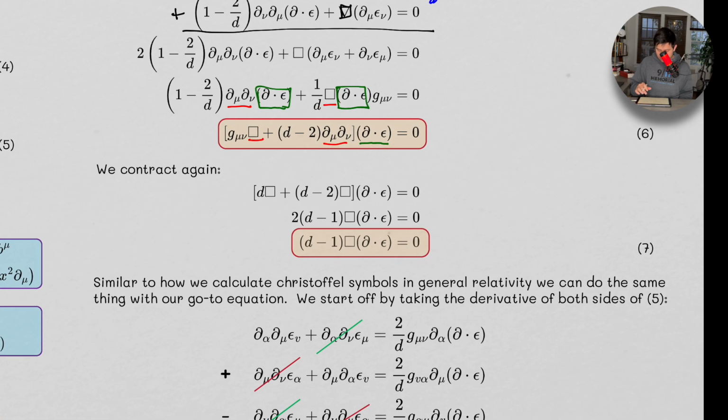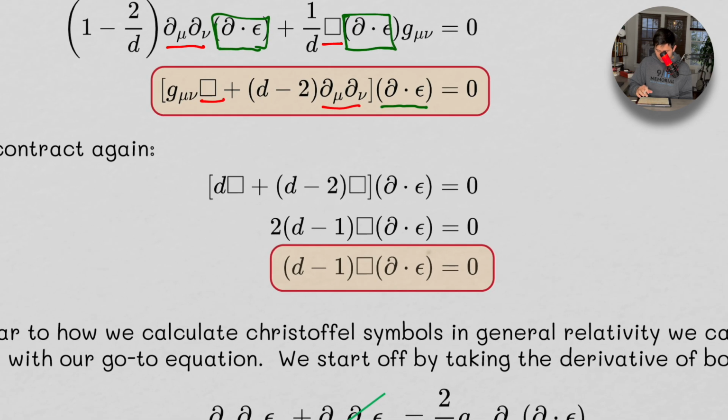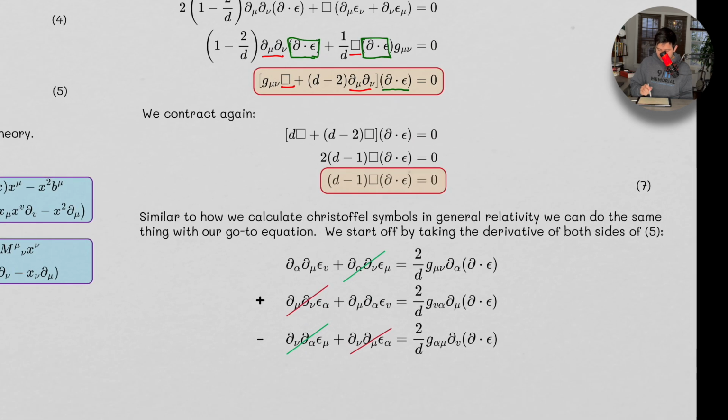We can contract again. So when we do this, we're contracting both sides with g mu nu. And so we get this guy here. So we have d plus d minus 2. And so what's that? That's d times the d'Alembertian plus d minus 2 times the d'Alembertian. Well, that's going to be 2 times d minus 2, but we just factor the 2 out. And then from here to here, we just divide both sides by 2. And so we get this guy right here. So these are two very important equations.